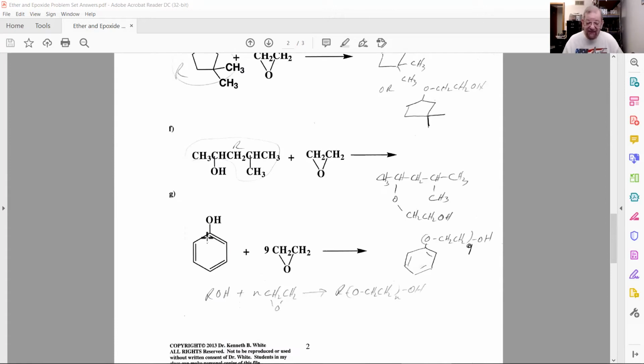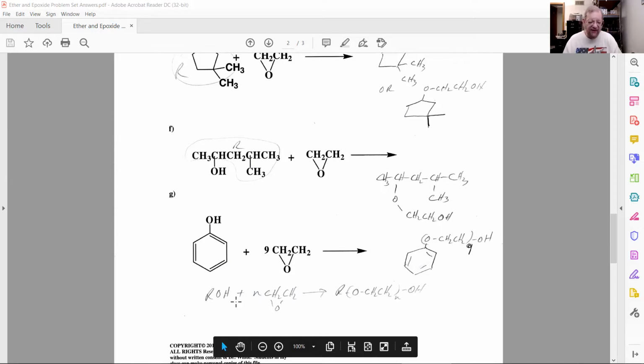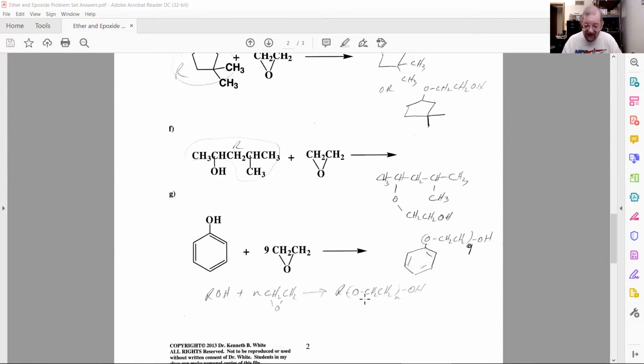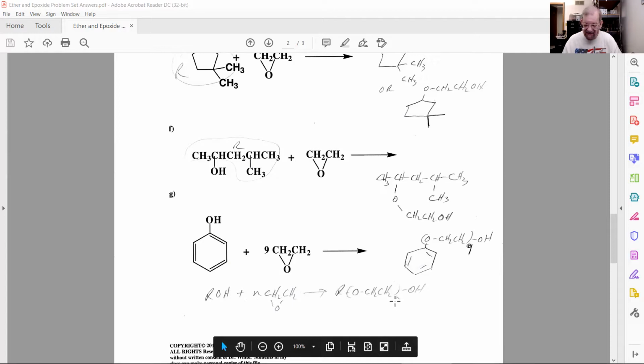Now, here I have a benzene ring, but this won't react with a benzene ring, but it will react with an alcohol. Notice I have the number 9 as the coefficient. That's the number in front that tells you how many molecules and moles. And before it was 1, now 9, we have a different reaction. Here, alcohol with n moles of ethylene oxide, you make this polyether alcohol. Don't forget the brackets and the subscript n.